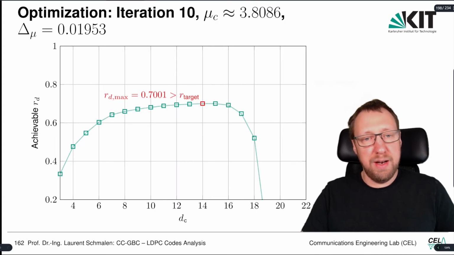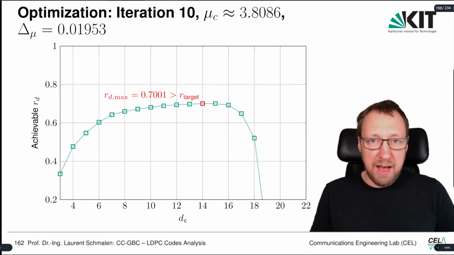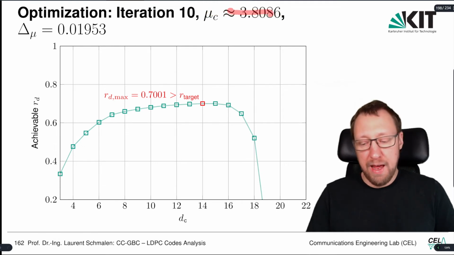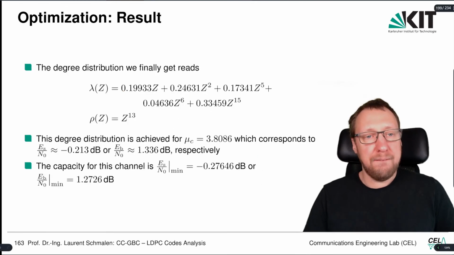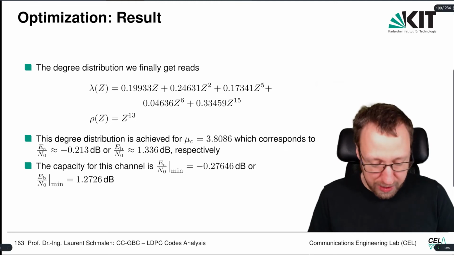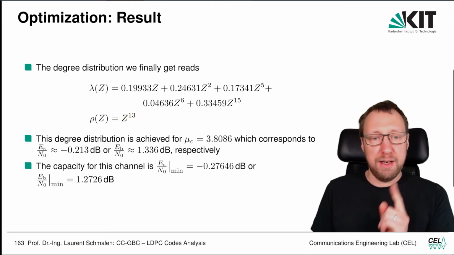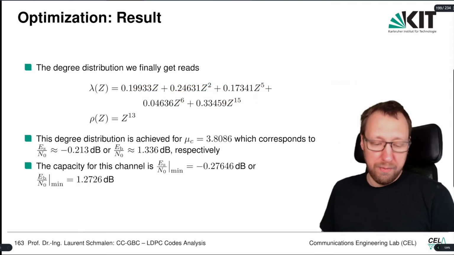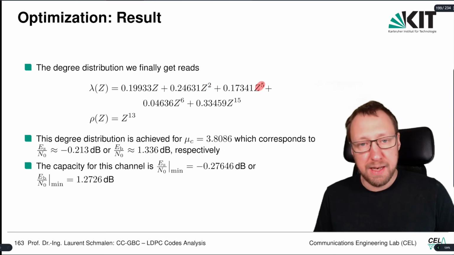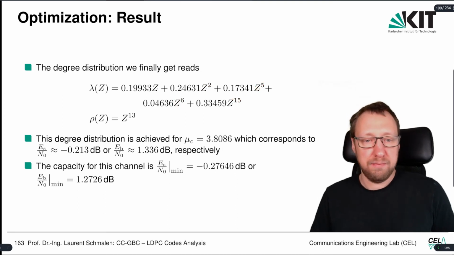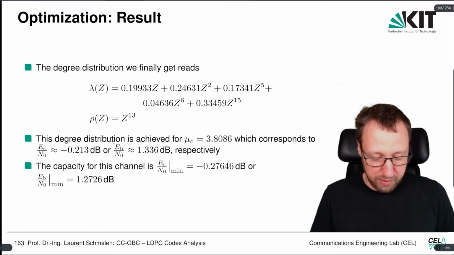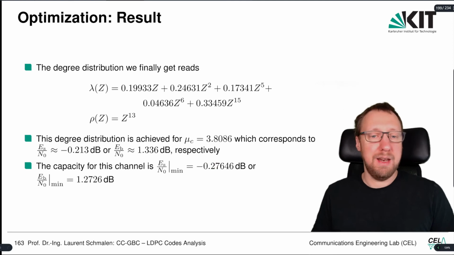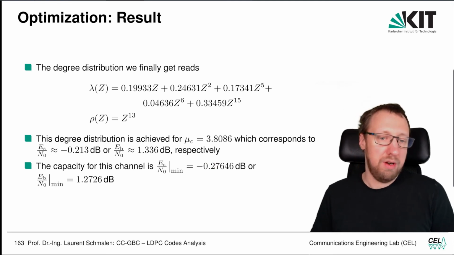And after 10 iterations, we found a code of rate 0.7 with a threshold of mu c equals 3.8086. Here's the degree distribution of this code. So it has a regular check node degree of degree, not 13, but of degree 14, because this is always the degree minus 1. And this is the variable node degree distribution. The variable nodes of degree 2, of degree 3, of degree 6, degree 7, and of degree 16. And the threshold is minus 0.13 dB in ES over N0. And this is roughly 0.6 dB away from the capacity of the channel. So it's a pretty good code.